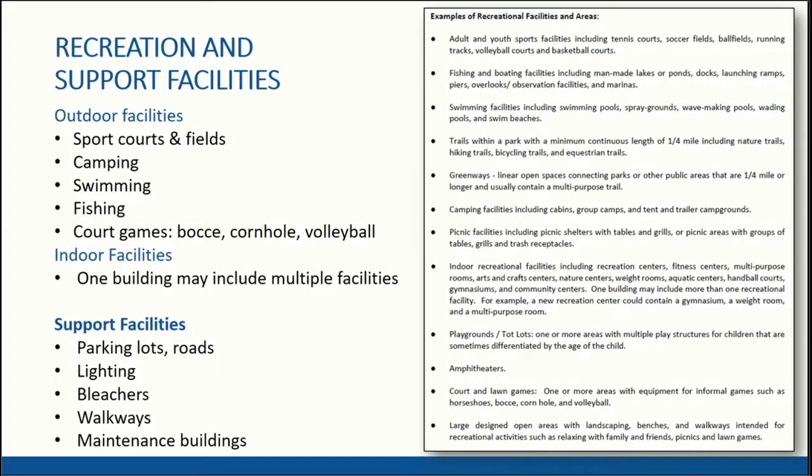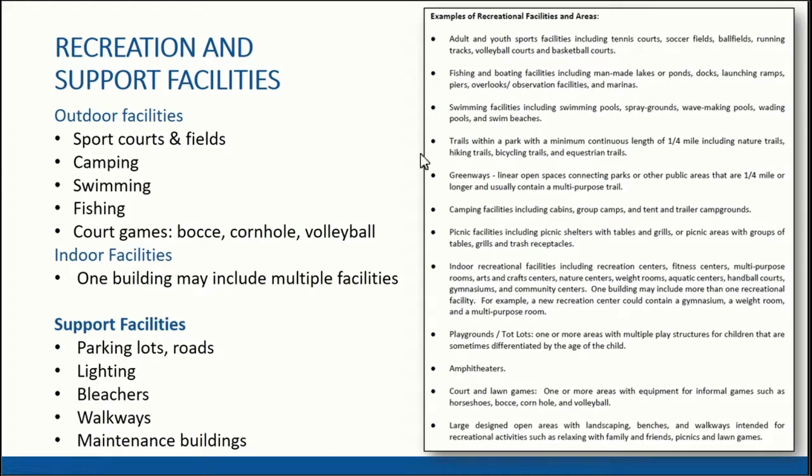So as we look at recreation and support facilities, we typically look at outdoor facilities such as sport courts, fields, fishing, a category called court games where you might be putting in bocce courts, cornhole, volleyball, and indoor facilities. And keep in mind that one indoor facility may contain multiple facilities within that. So say you're building a gymnasium, you might have a basketball court, an indoor track, an arts and crafts room, or a pottery room. Those would be three different recreation facilities that are included within that one building.